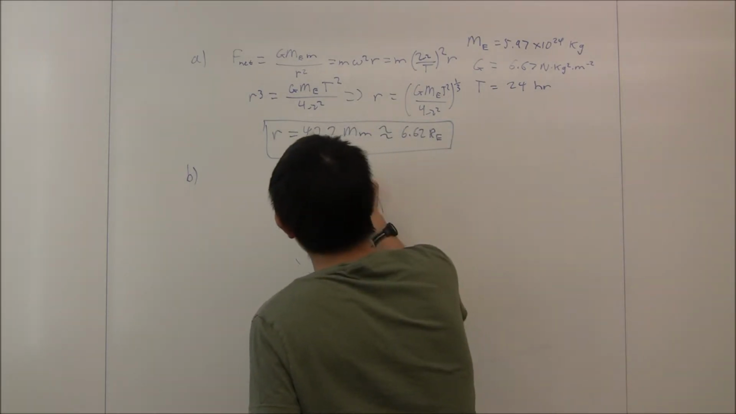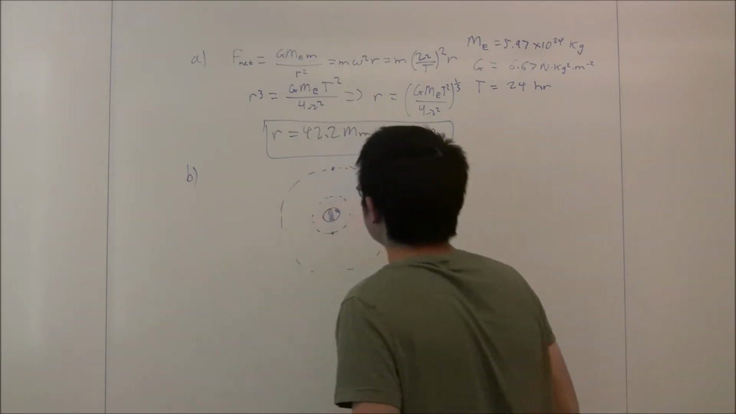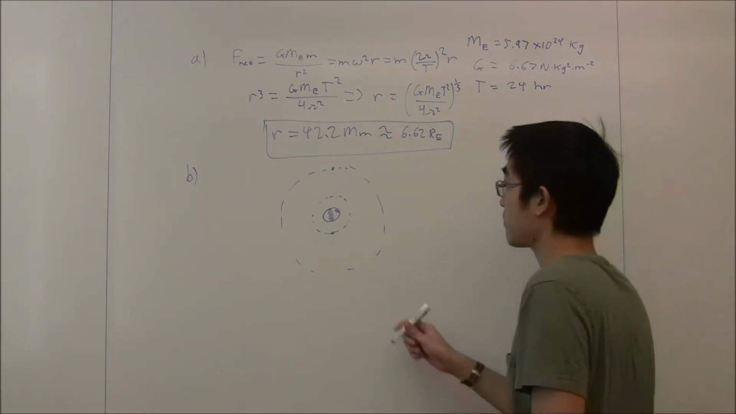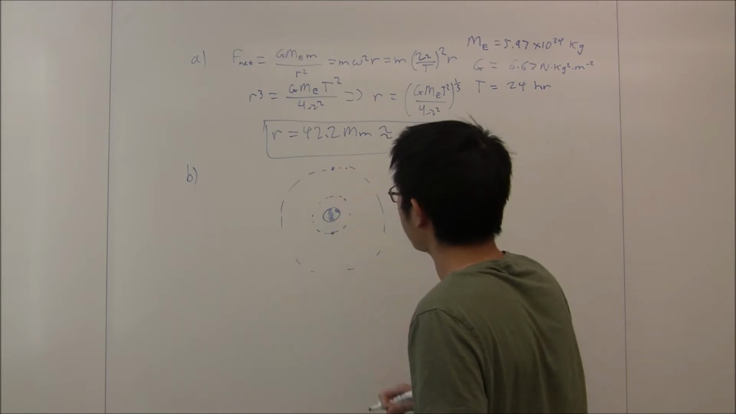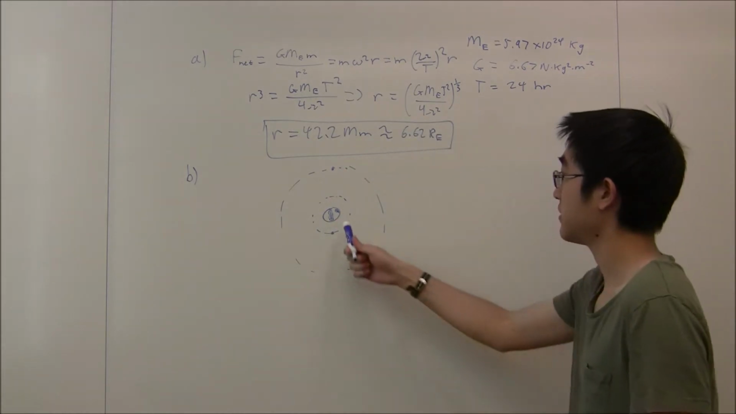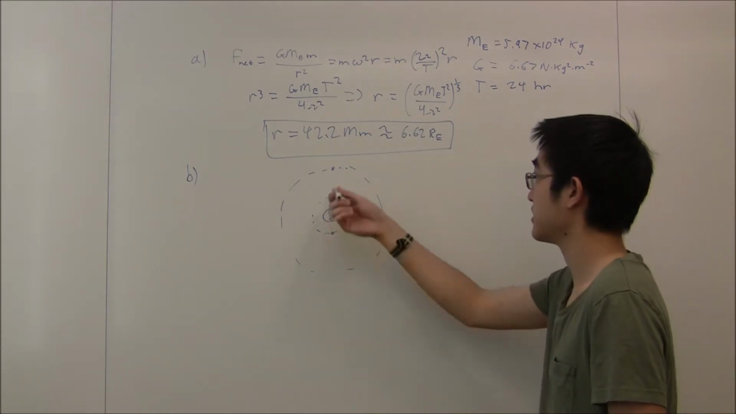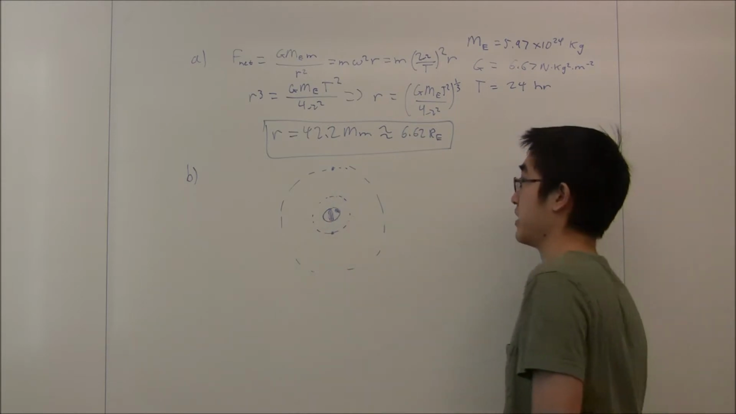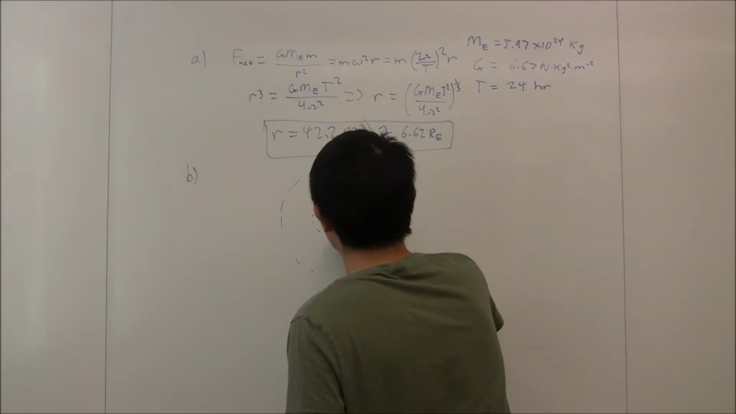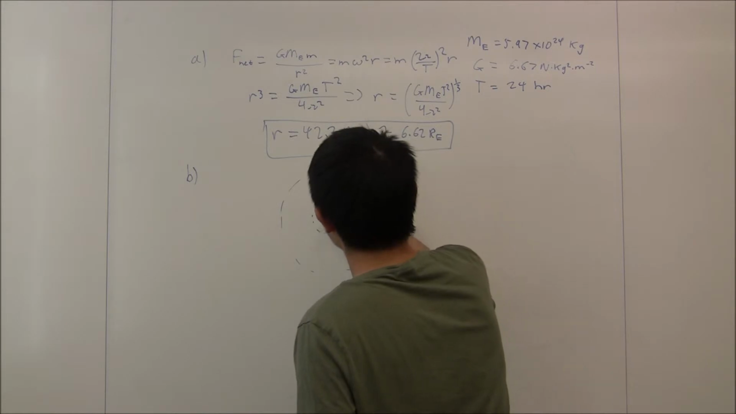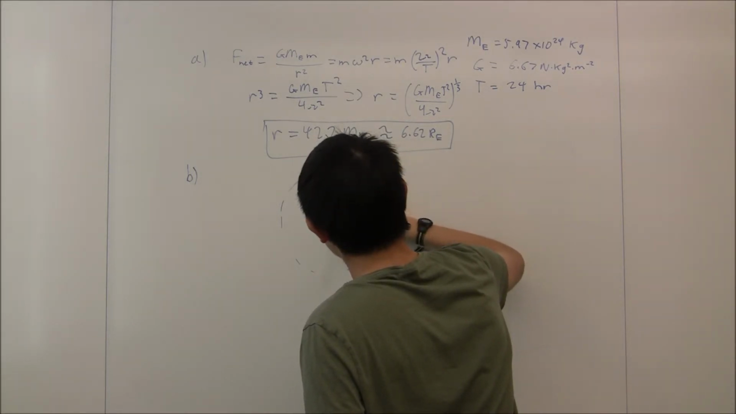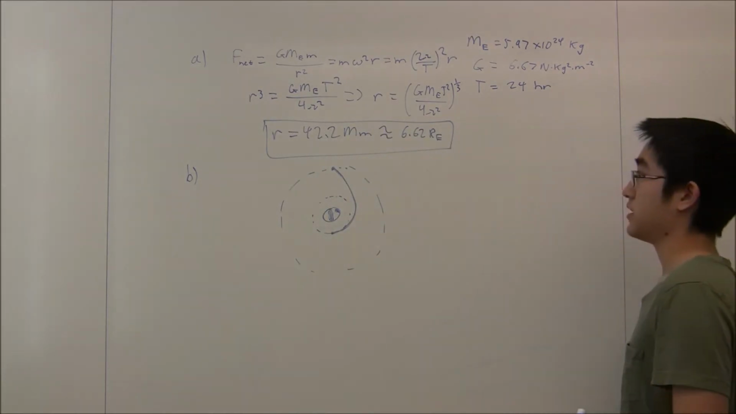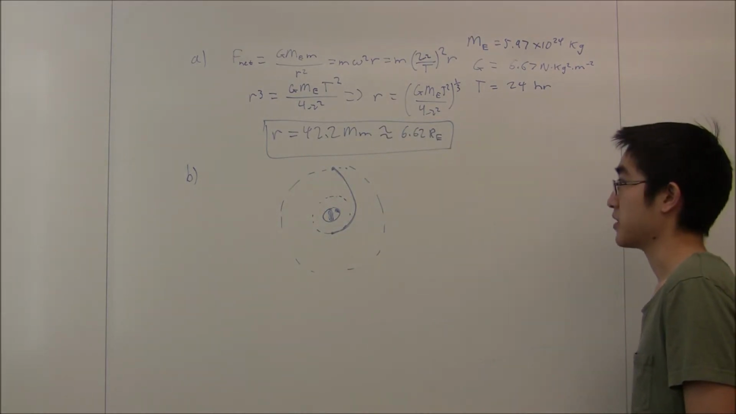Now, the Hohmann transfer orbit is going to be an ellipse which is going to touch both the orbits and whose semi-major axis is going to be the average distance of the two orbital radii. So we're going to have an ellipse. It's going to travel like that. So that's our sketch of the Hohmann transfer orbit.